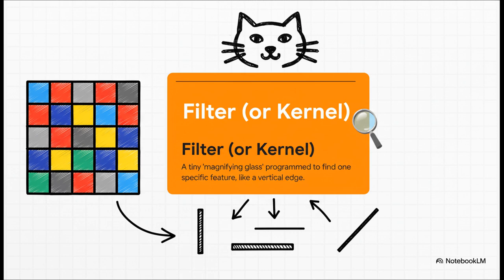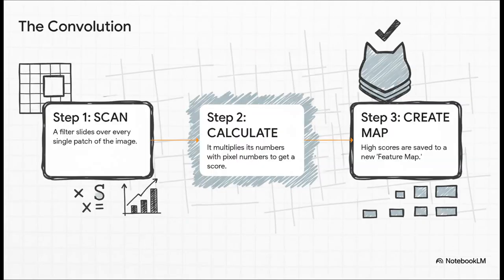Each filter has only one job in its life, to scan the image and look for one very specific, simple pattern, like a perfect vertical line, or a diagonal edge, or maybe a shift from a dark color to a light one. This process is called convolution. It sounds fancy, but really, the filter just slides over every single little patch of the image. And at each spot, it does a quick bit of math. If the pixels underneath it match the filter's pattern, it shouts out a high score. All of those high scores get recorded on a brand new map, which we call a feature map.